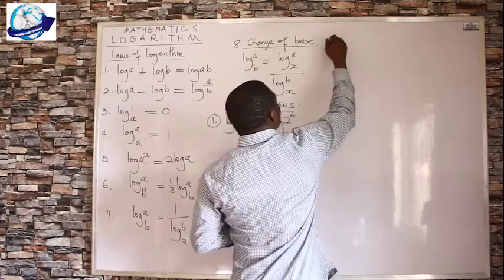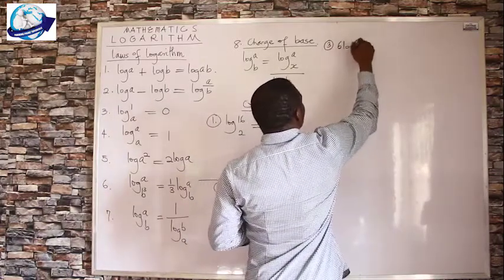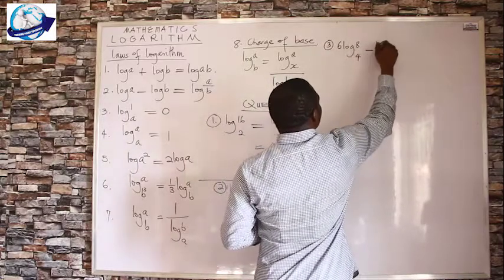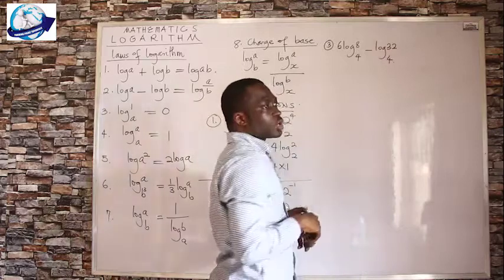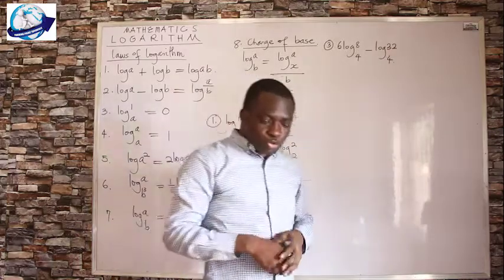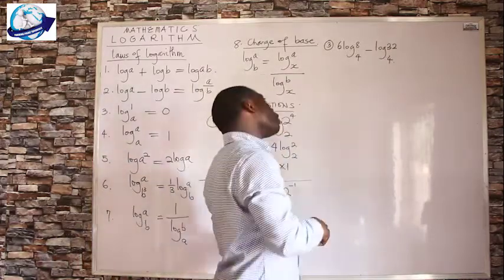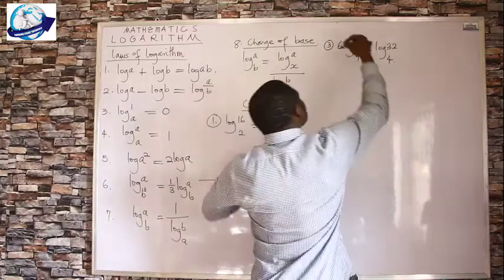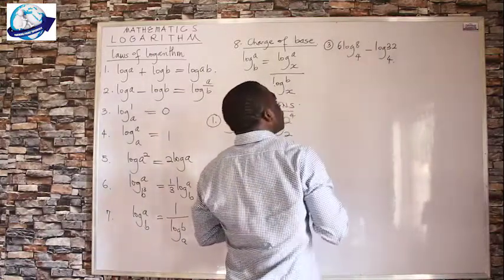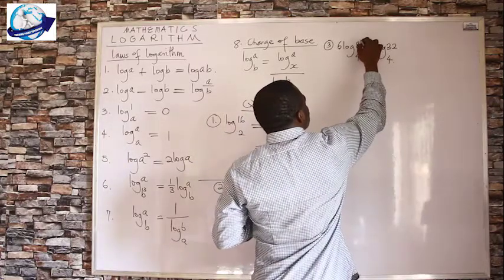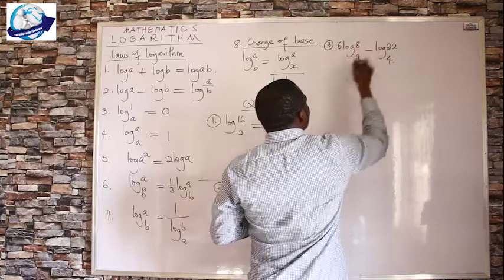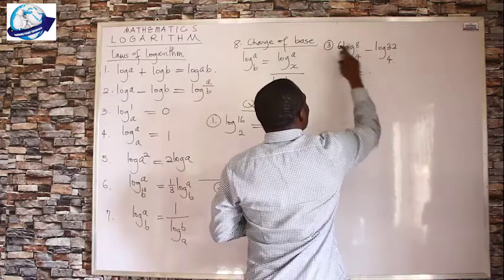Question number 3. 6 log 8 base 4 minus log 32 base 4. Yeah, this may put you off as to how to go about this. Of course, this 6 here is the power on the logarithm of 8, so you take it back to the solution of the question.